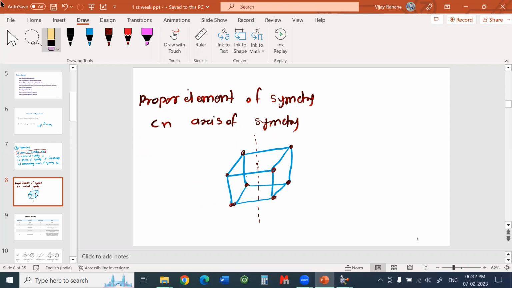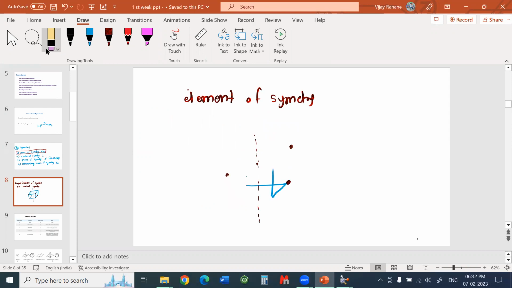The second element of symmetry is the improper element of symmetry, in which we'll take just the first example. Firstly we'll see the inversion, I. In this one, we will take the example of a molecule.